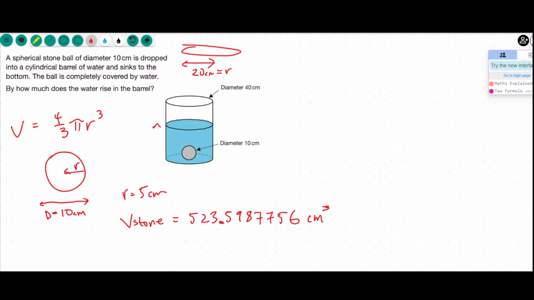If we call that height, then we would get an expression here, which would be pi r squared, which we already know r, multiplied by h. And that would be the volume of the barrel.